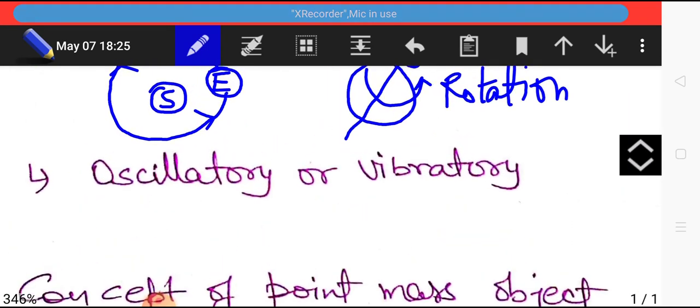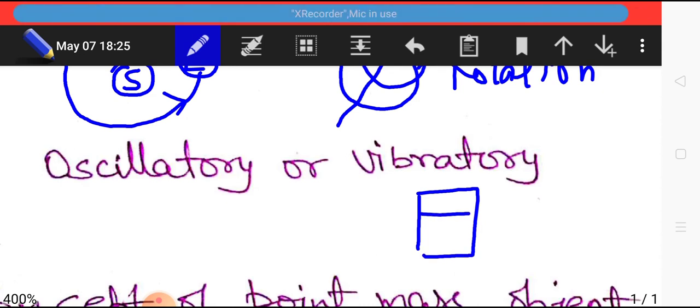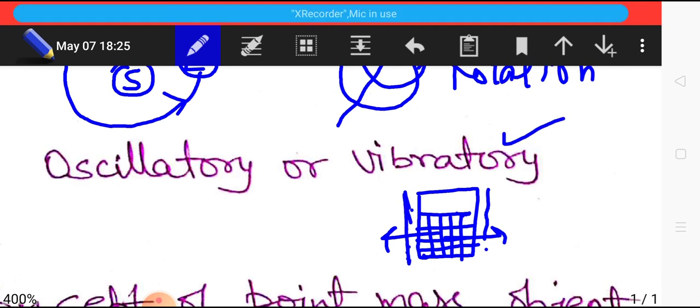Third is oscillatory or vibratory. Here you can also remember it with a very simple example. You will never forget this example: whether your mobile phone vibrates or oscillates. I'm sure no one has a phone which is oscillating. All the mobile phones vibrate. So when the object is in to and fro motion and the displacement covered is much smaller than the object itself, it is known as vibration.